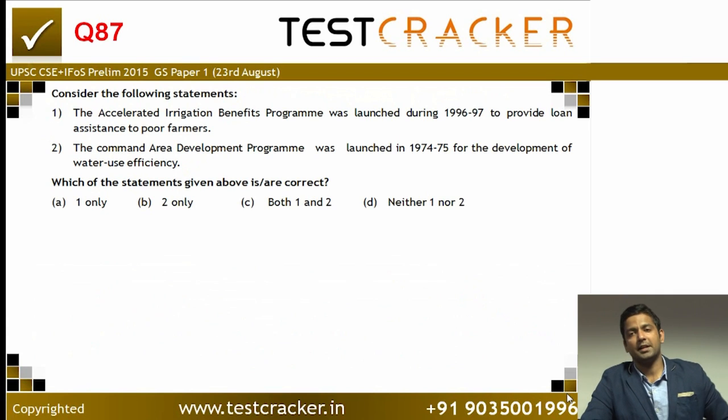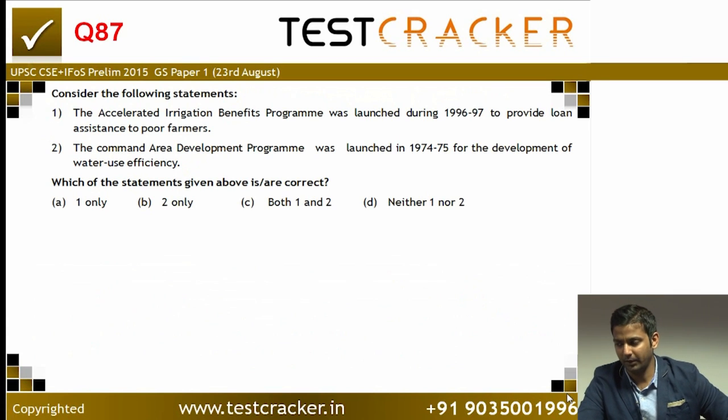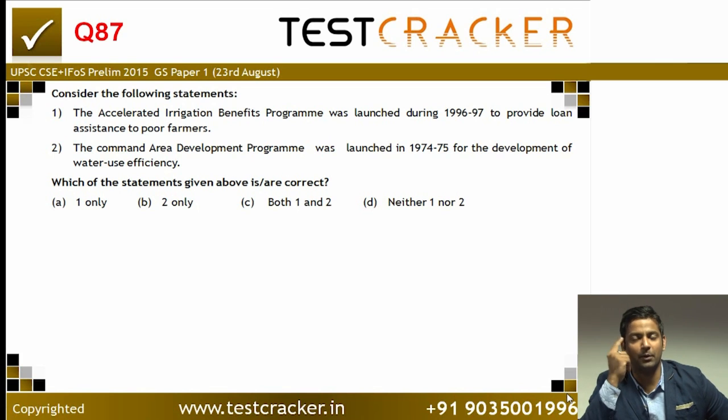Question 87, accelerated irrigation benefit program. Now, in each of these statements there are two variables, the year and the objective, which makes it a difficult question, because see, accelerated irrigation benefits program, you will be able to understand that this is done for giving grants to states, not directly to farmers. So, the fund goes to the states, but the year you may not be too sure, 1996, 97, what if it is 97, 98, what if 95, 96. Therefore, this becomes difficult to answer.